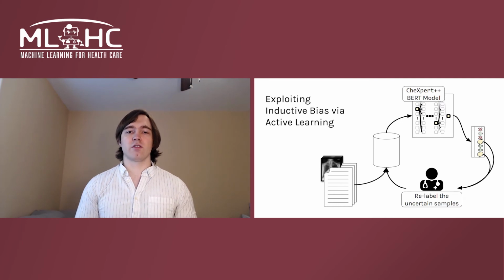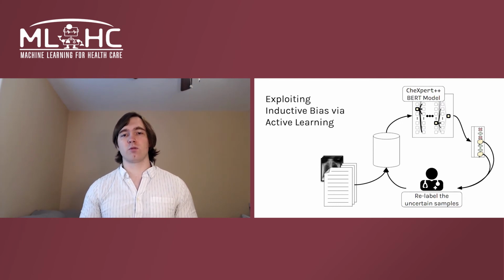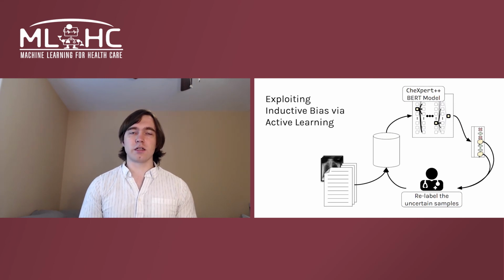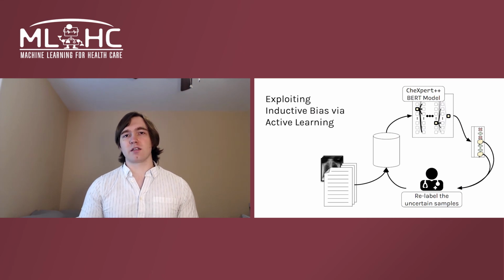So how we explore that in this work is we train CheXpert++ in the normal way, then we label a collection of sentences with the model, and we extract from that set those sentences for which the model is most uncertain, or at least least confident about the answer. And then we ask our clinical colleague to actually give a gold standard label for those sentences. Then we augment our training set with those newly labeled sentences, and we retrain the model again with this new information.